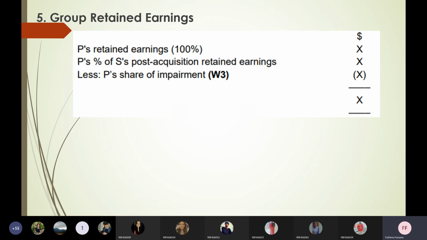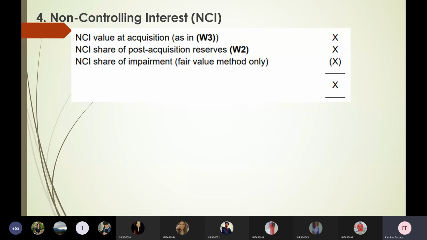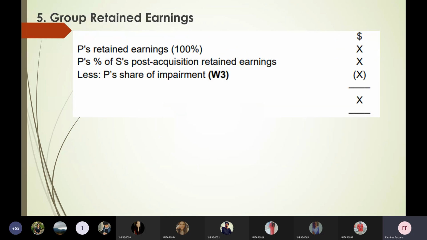Group retained earnings: you have to take the parent's retained earnings 100%, whatever is appearing in the equity as retained earnings. Then the parent's percentage of the subsidiary's post-acquisition retained earnings. For example, if post-acquisition retained earnings is 50,000 or something, then whatever the parent's share is, you have to take it here. And any parent share of impairment you have to deduct here. Non-controlling interest impairment we will deduct in non-controlling interest. Parent share of impairment will be deducted in group retained earnings.